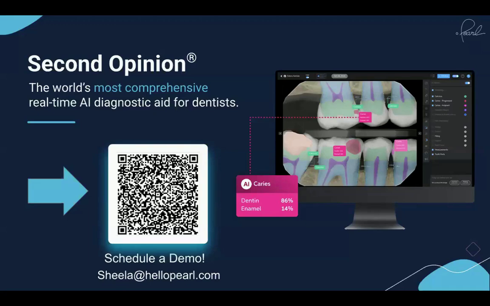So we want to make sure that your patient is taken care of from the beginning of the appointment to the end of the appointment, that they leave happy and they leave with their next visit.